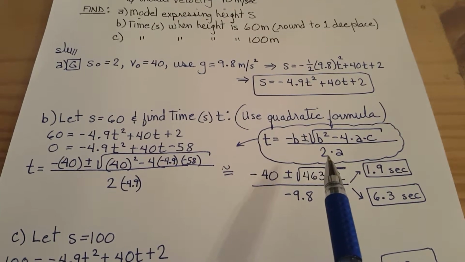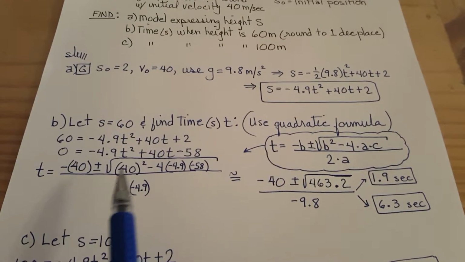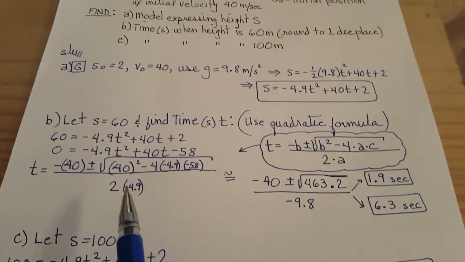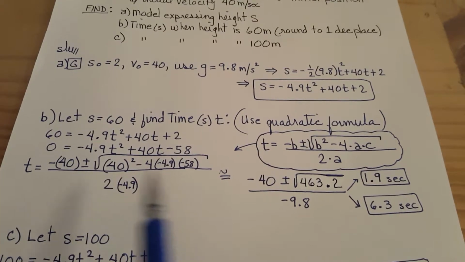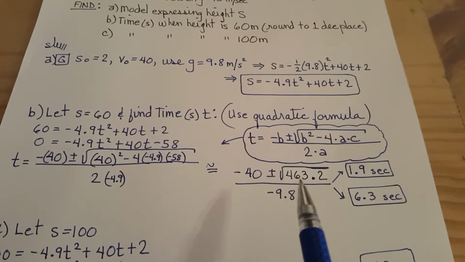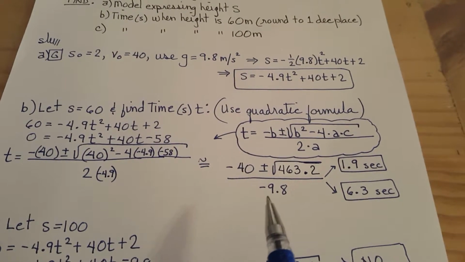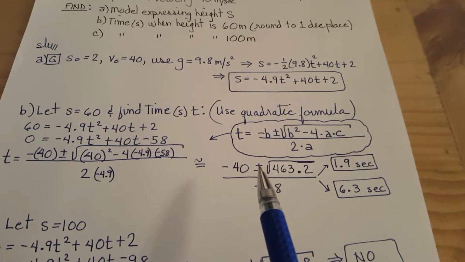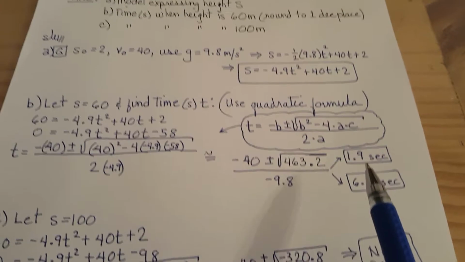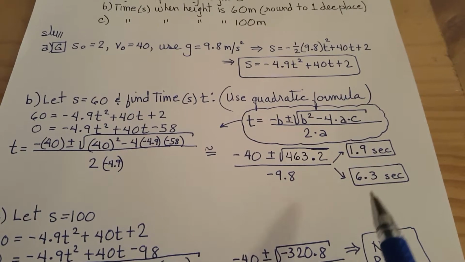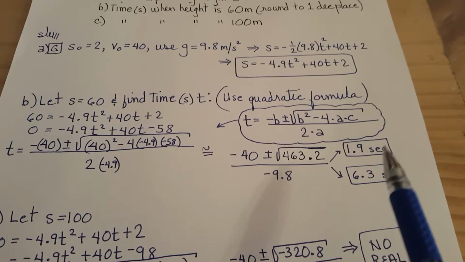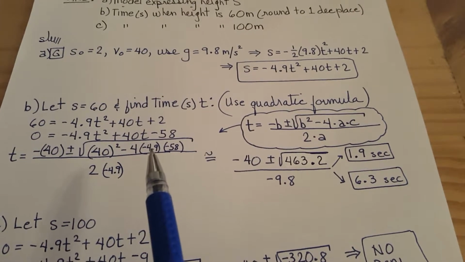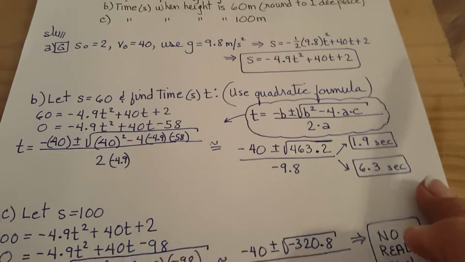We're going to plug it into the formula in the proper places. I always use parentheses to keep everything clean. Make sure I didn't forget my negative signs. Now I'm cleaning it up, and I get -40, plus or minus the square root of 463.2 over -9.8. And when I put these through my calculator, one with a plus sign and one with a minus sign, I end up with two answers, 1.9 seconds and 6.3 seconds. So those are the times when the position of the firework is 60 meters off the ground.